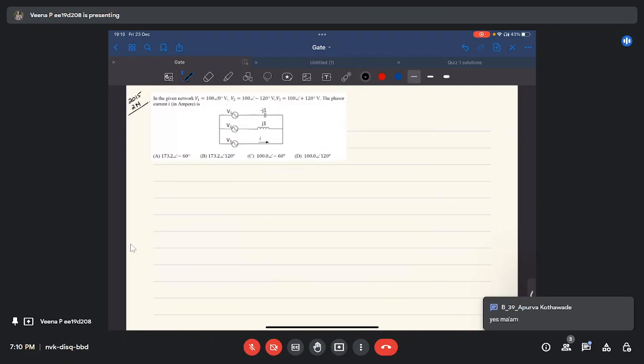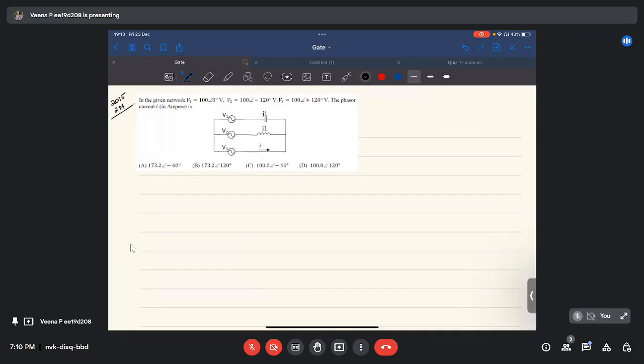So the second problem is also from networks. We have a three-phase balanced system. In the given network, V1 is 100 angle 0, V2 is 100 angle minus 120, V3 is 100 angle plus 120. The phasor current is... So we are given a three-phase system where V1 is 100 angle 0, V2 is 100 angle minus 120 and V3 is 100 angle plus 120. I hope you are familiar with phasor concepts. So the angle between them is 120 degree.